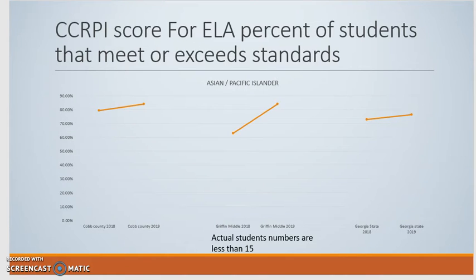The following slides are going to be the CCRPI scores for students according to their demographic population and how they scored from 2018 to 2019. It's going to be compared: the middle will be Griffin Middle School, to the left is the Cobb County scores, and to the right is the Georgia State scores. We can see here that while there have been less than 15 students at Griffin Middle, they did increase last year.